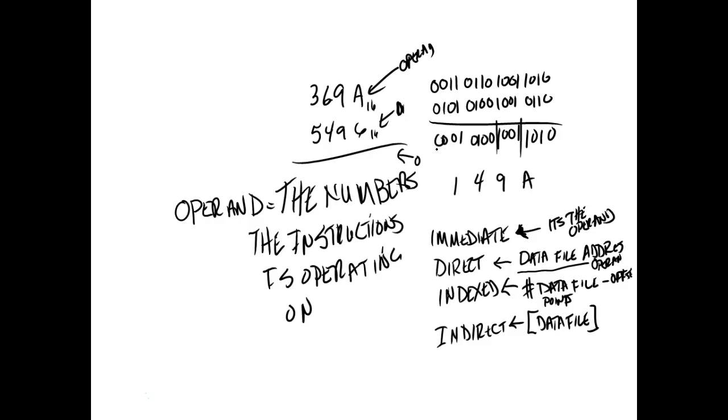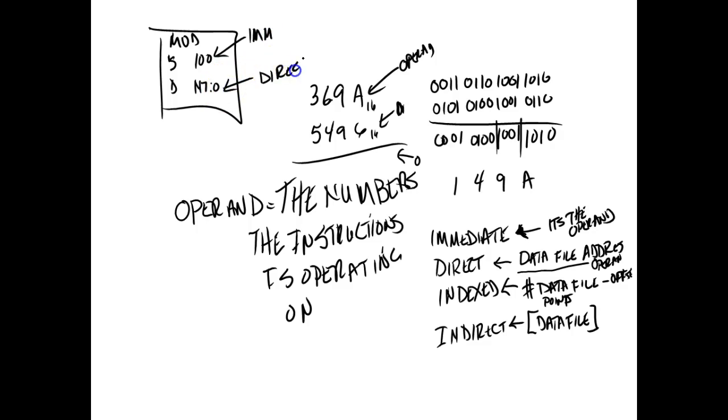So immediate addressing, the operand is part of the instruction. And we've used that a lot, right? You understand that? So if I say move 100, so if we use a move instruction, and my source is 100, and my destination would be N7:0, then the 100 would be immediate addressing because that's the actual operand. The N7:0 would be direct addressing because it's pointing us to the address where the operand is going to be stored, right?